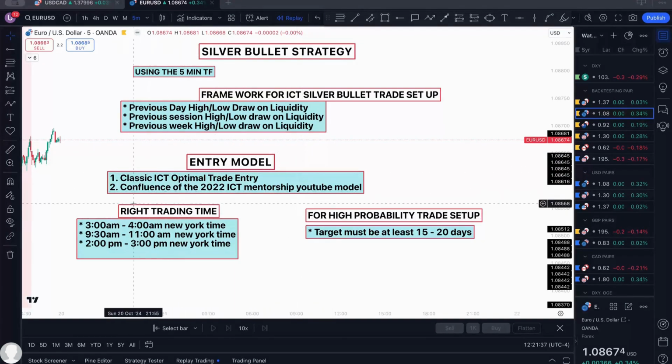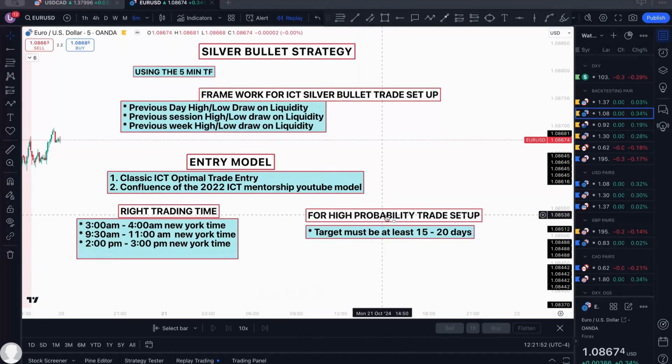And we have here the right trading times, which are 3 a.m. to 4 a.m. New York time, 9:30 a.m. to 11 a.m. New York time, and 2 p.m. to 3 p.m. New York time.